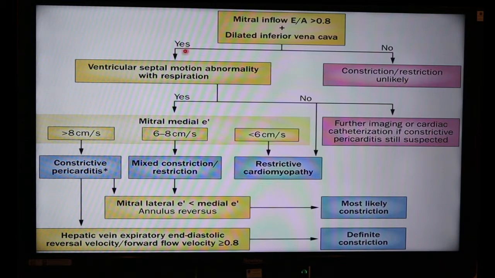And if both of these are present, then you have to look at the ventricular septal motion abnormalities that we have discussed in the views, like the septal bounce and the septal shift.